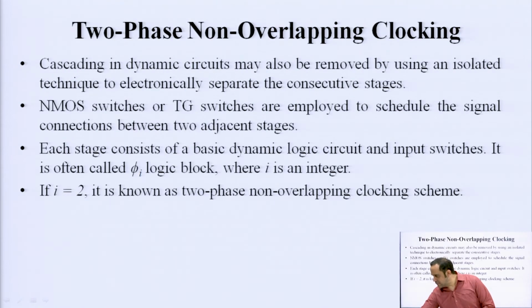Now, let us see another type of approach, not from the circuit point of view, not from the connection point of view, but from the clock's point of view. There is something known as an overlapping clock and a non-overlapping clock. Let us see, you have two clocking signals.